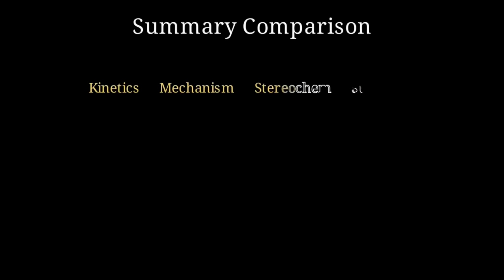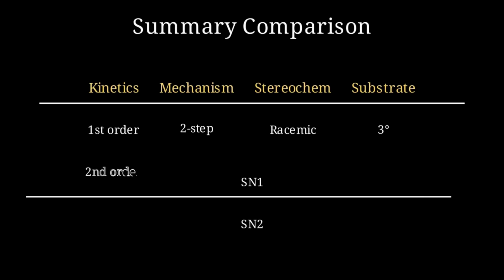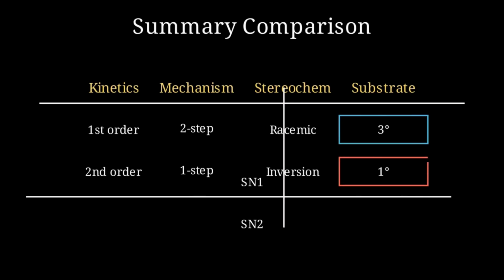To summarize, SN2 is a one-step backside attack favoring primary carbons and resulting in inversion. SN1 is a two-step process through a carbocation, favoring tertiary carbons and resulting in a racemic mixture of products.